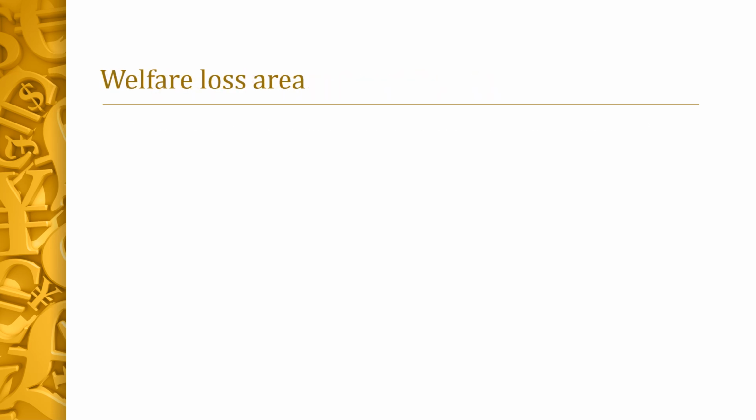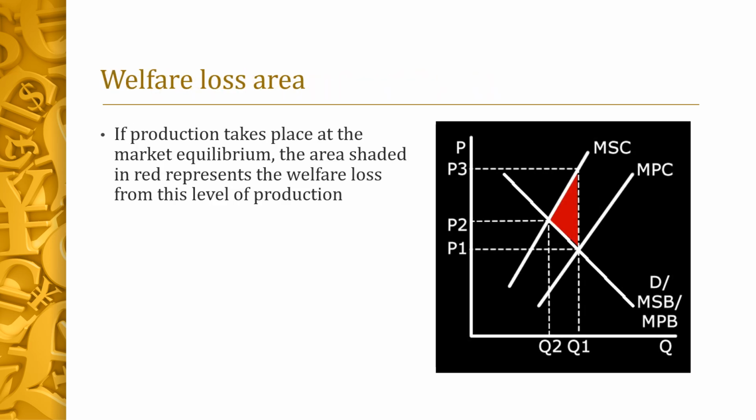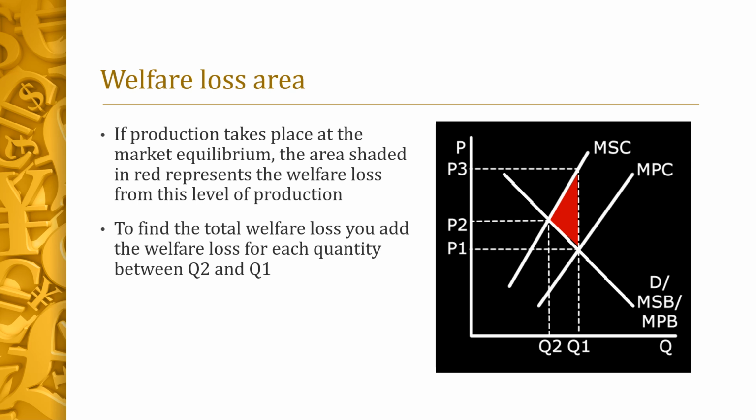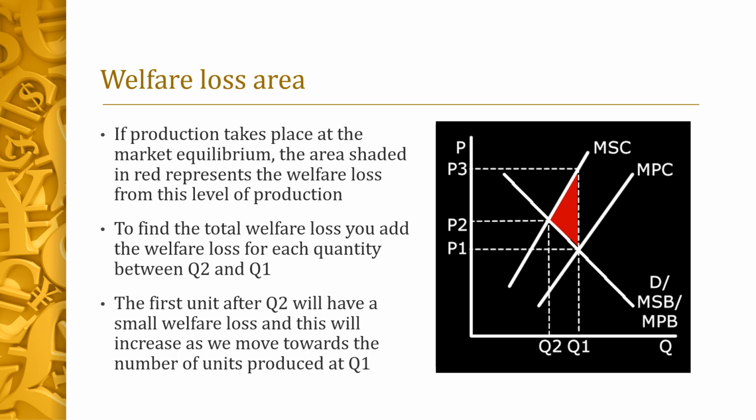If production takes place at the market equilibrium when we have negative externalities of production, then it will result in oversupply, and the area shaded in red will represent the welfare loss from this level of production. To find the total welfare loss, you add the welfare loss for each quantity between Q2 and Q1. This is the gap between the marginal social cost and the marginal social benefit. The first unit after Q2 will have a small welfare loss, and this will increase as we move towards the number of units produced at Q1.